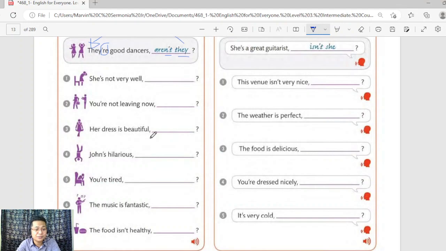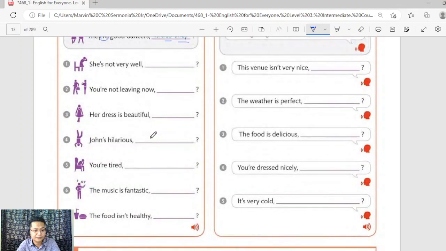Her dress is beautiful, isn't it? John's hilarious, isn't he? You're tired, aren't you? The music is fantastic, isn't it? The food isn't healthy, is it?